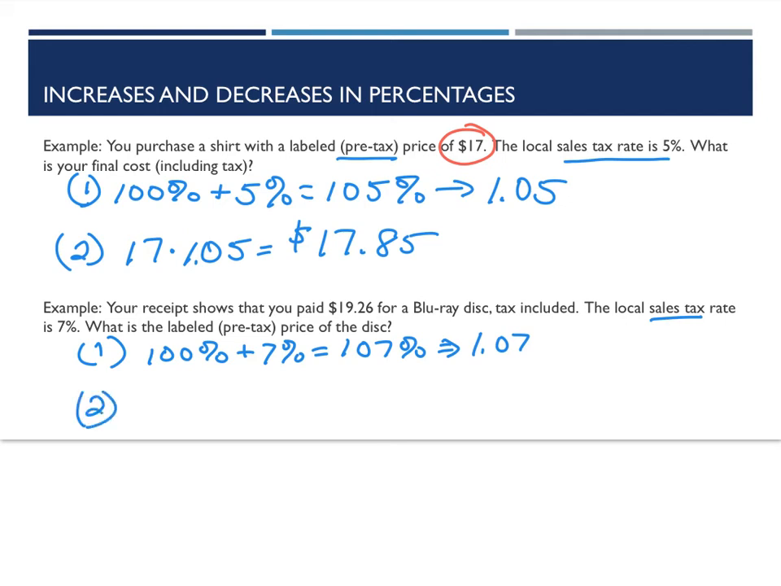Step 2, I have to examine the other number that was given. The receipt says I paid that much for my Blu-ray disc, tax included. That means that's the amount I have after the sales tax was added. After numbers get divided. So I would take 1926 and divide it by 1.07 to find out how much that Blu-ray disc was before the tax was added. And that comes out to be $18.